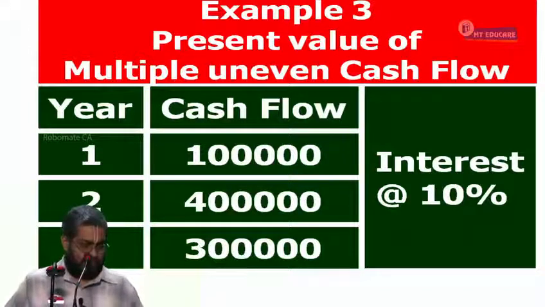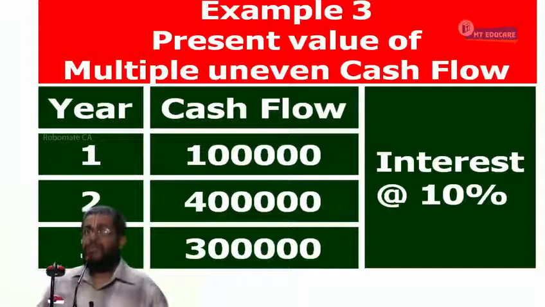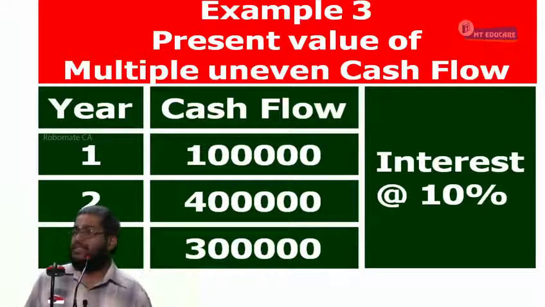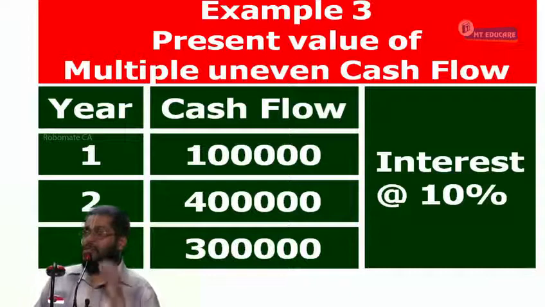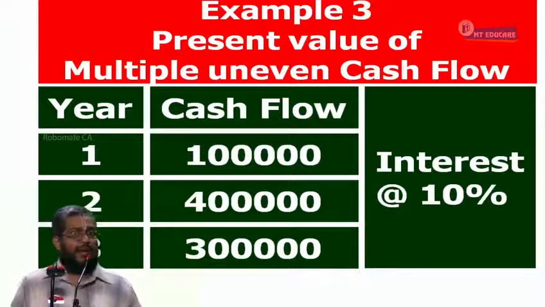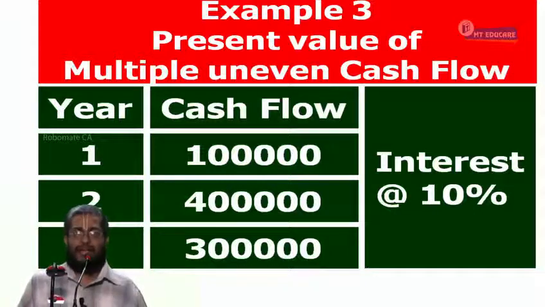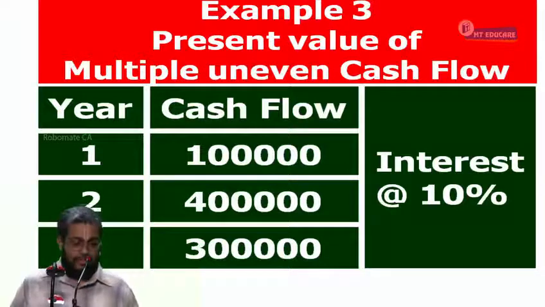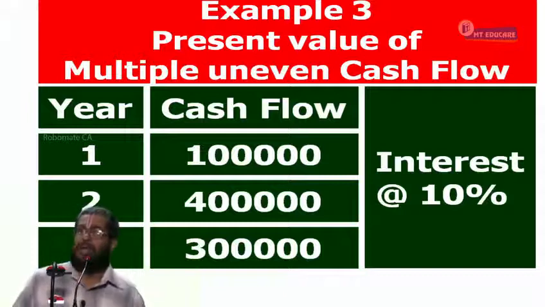Year, cash flow: 1, 2, 3 years, with cash flows of 1 lakh, 4 lakh, 3 lakhs. Interest is 10%. Calculate the present value. Nothing great, let me deal with the solution.